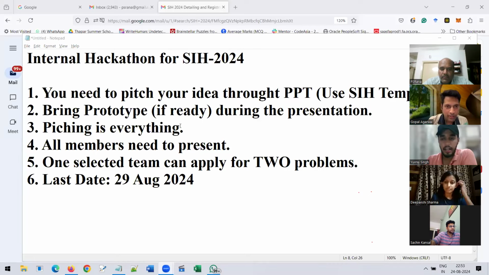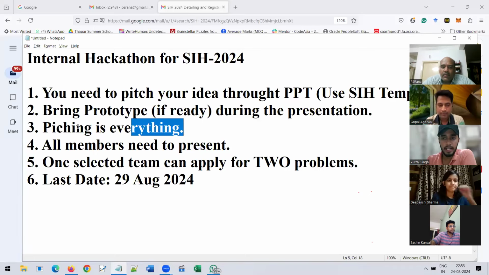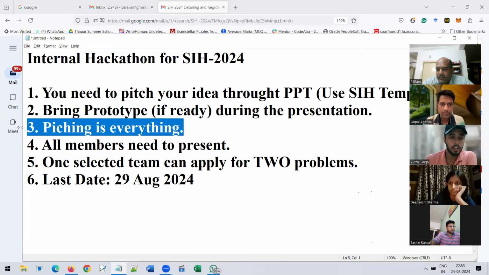Yeah. A lot of students are asking the same question again and again, what the judges will look into while the internal hackathon is taking place. We will post the guideline tomorrow or the day after tomorrow.